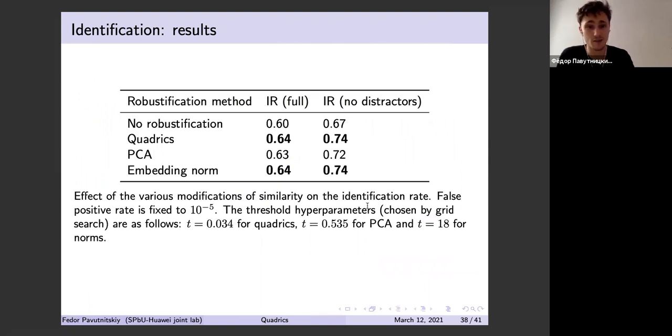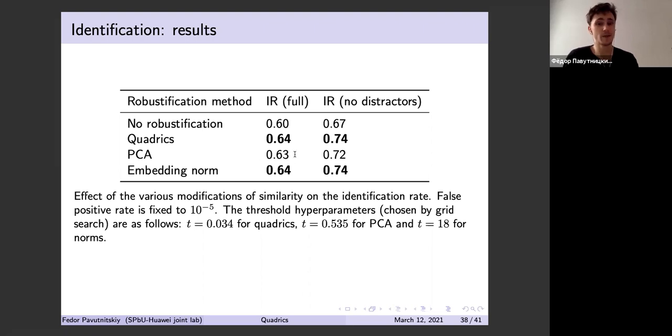which are quite surprising. So without robustification, you have like 60% of successful identification. Both quadrics and norms increase this by 4%. It doesn't look like much, but actually if you include distractors here, the increase will be high, like about 11%. For people in industry, it's like what they're aiming for. And actually PCA also performed quite well.